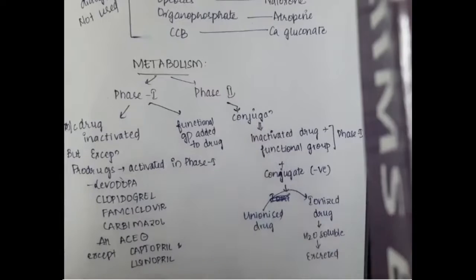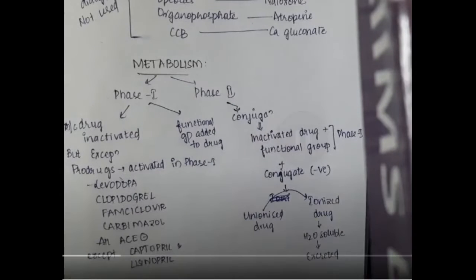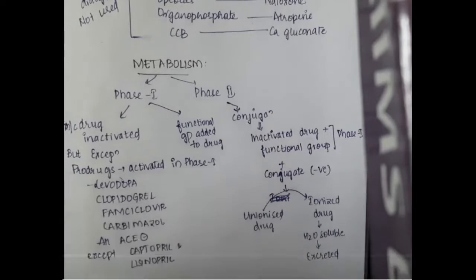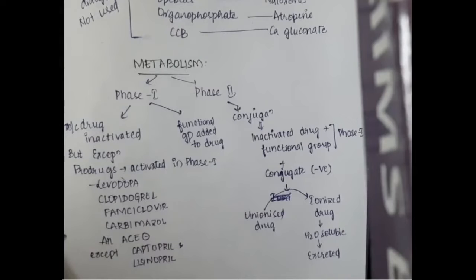See, in phase 1, by adding the functional group, you are making the drug inactivated, except in certain cases of prodrugs. Whereas in phase 2, the inactivated drug from phase 1 is taken and to that you are adding a conjugate which will make the drug ionized, and this will excrete the drug easily. That is what metabolism is, right? You are changing the drug in such a way that it can easily get excreted.